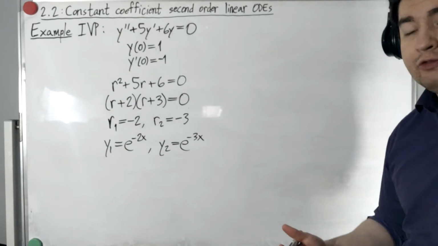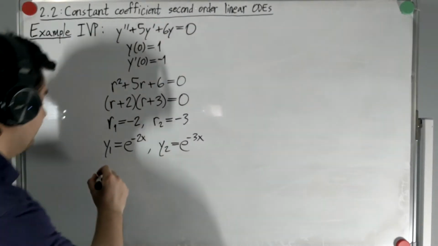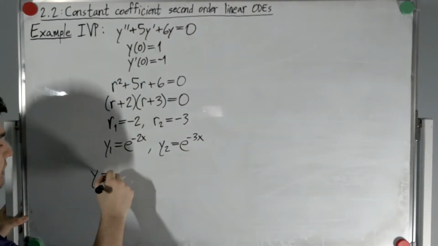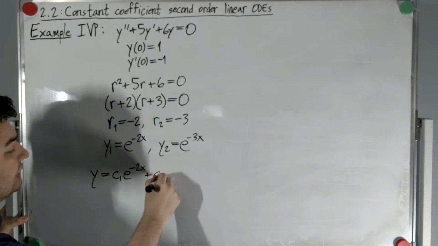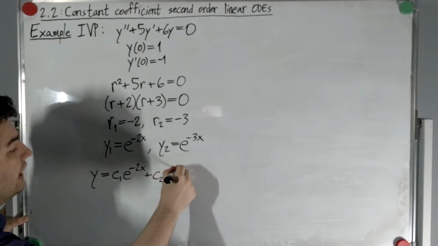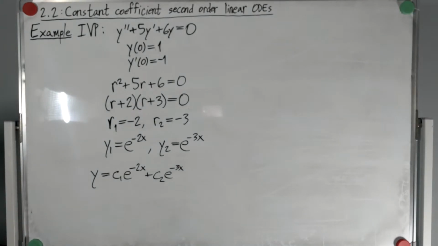And so then we have the general solution as all the linear combinations of these two. So that would look like C1 e to the -2x plus C2 e to the -3x. And that was the general solution, right?